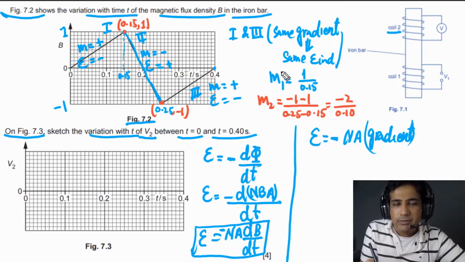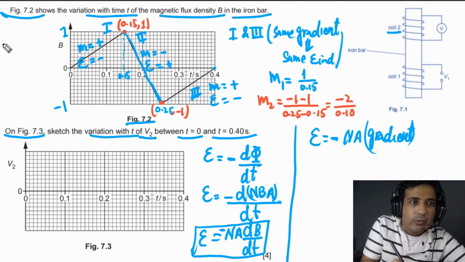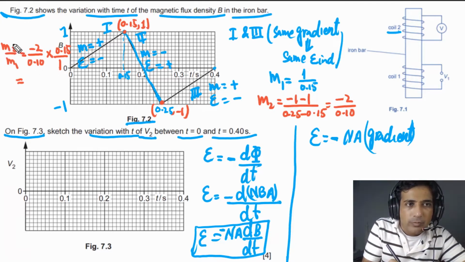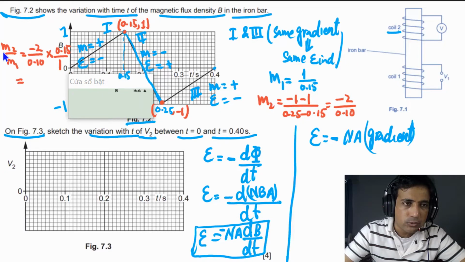So we have gradient 1 and we have the second gradient. Now if we divide gradient 2 by gradient 1, we can find out how big is gradient 2 as compared with gradient 1. So simply we can write down here M2 divided by M1. In this case, we have M2 that is equal to minus 2 divided by 0.10 multiplied with 0.15 divided by 1. If we solve this one, we can find the ratio between M2 and M1.